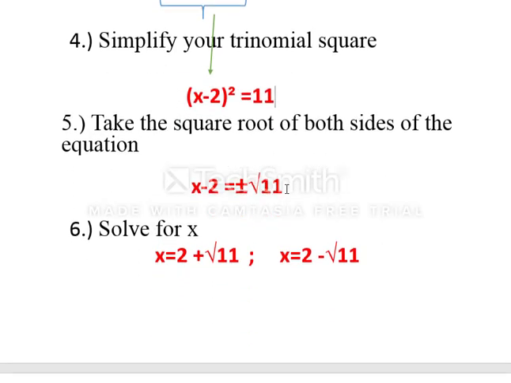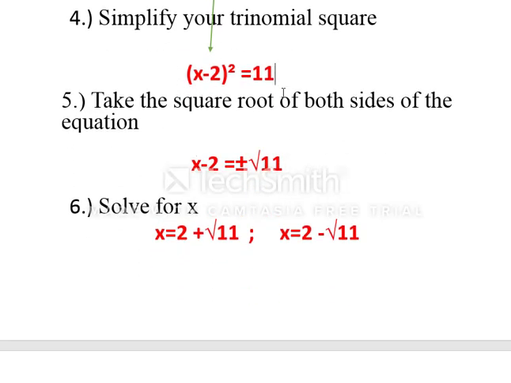Now in the fifth step we will take the square root on both sides. When we take the square root on the left hand side, the square and square root will cancel out. It will become x minus 2. And on the right hand side we will get plus minus square root of 11. Remember, when we take the square root of a number, there is always a plus minus sign.